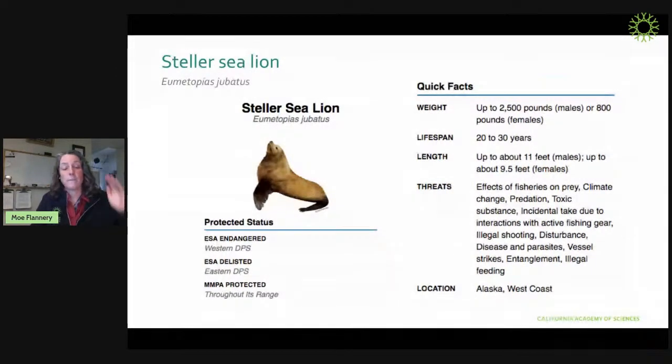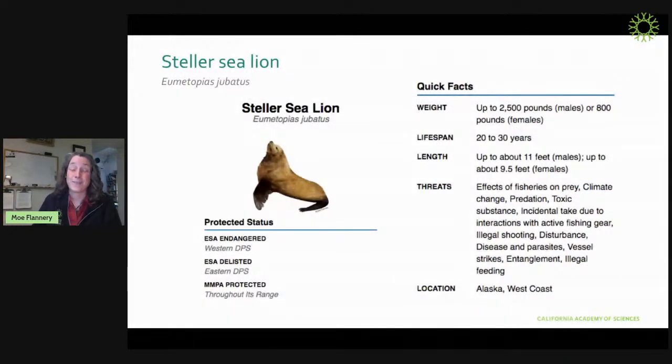The population found from Eastern Alaska to California was listed as threatened, but they've since been removed from the endangered species list because the population has recovered. So that's a true species success story, the Steller sea lions recovering from the eastern distinct population segment. So that's the species that we primarily see here, the one that's been taken off the endangered species list. They are much bigger than California sea lions.